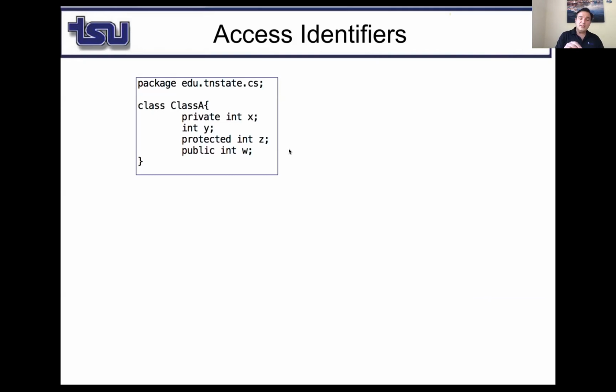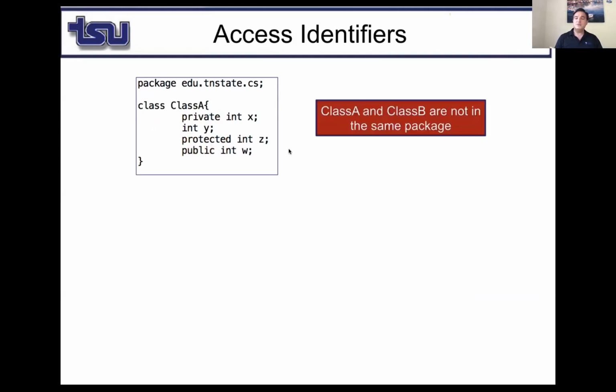So here I have class A and I place it in a package called edu.tnstate.cs. So class A is in a package. It has a private data member, a non-protected data member, a protected data member, and a public data member, okay?